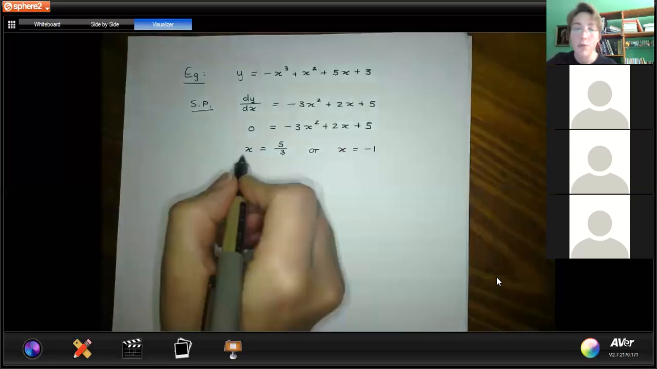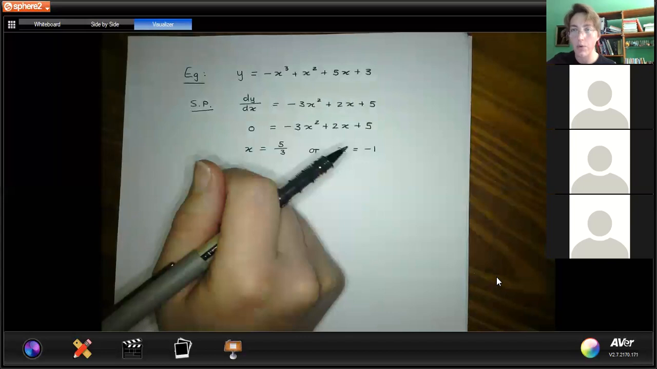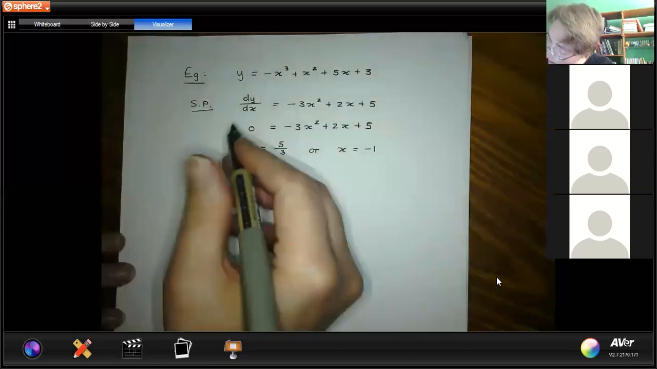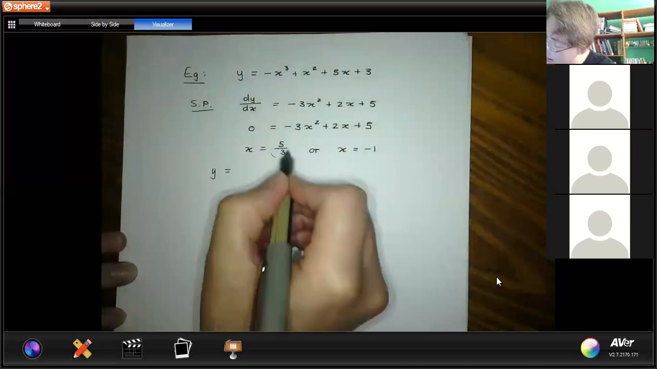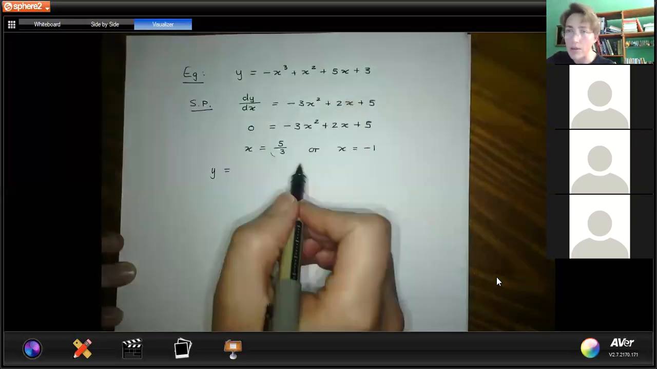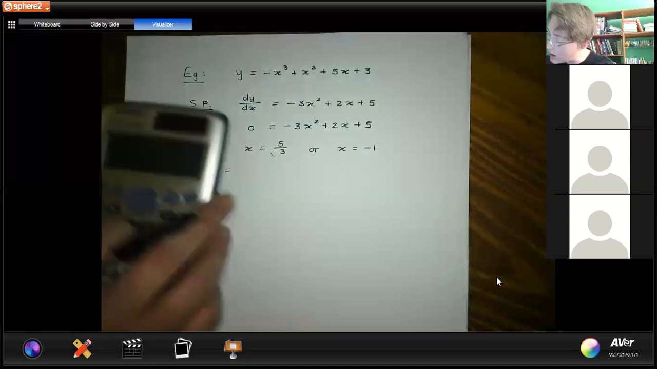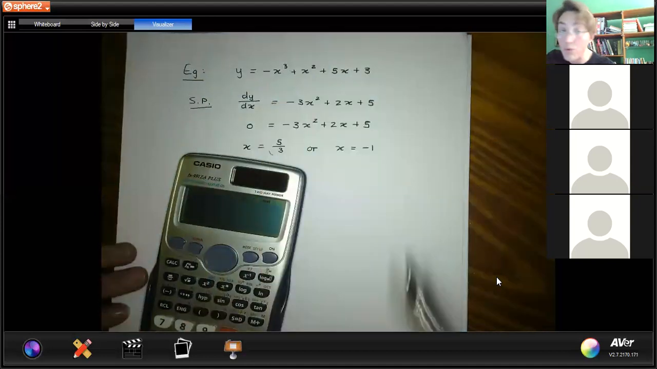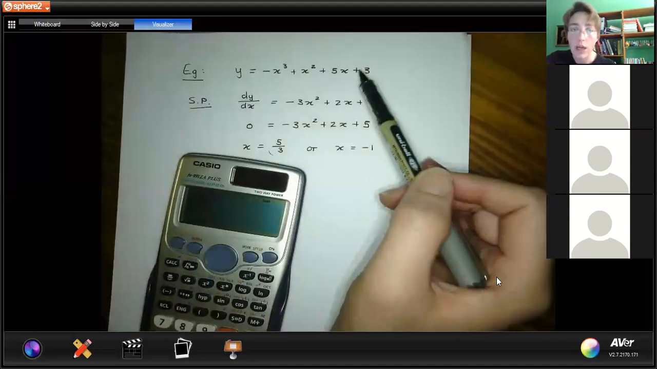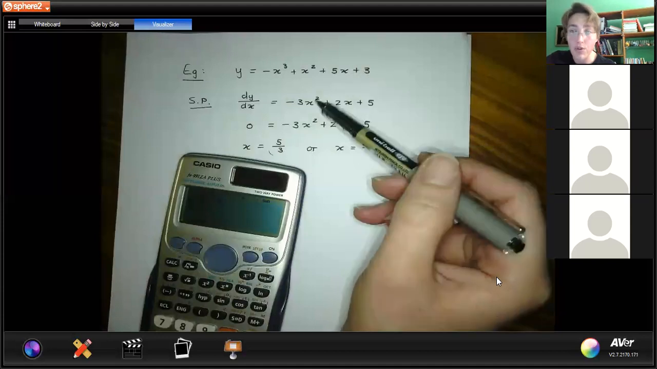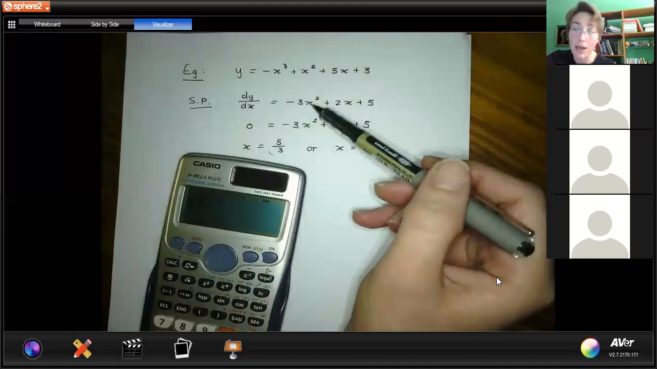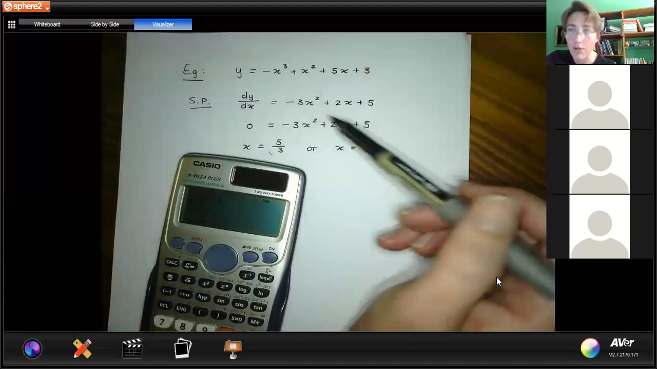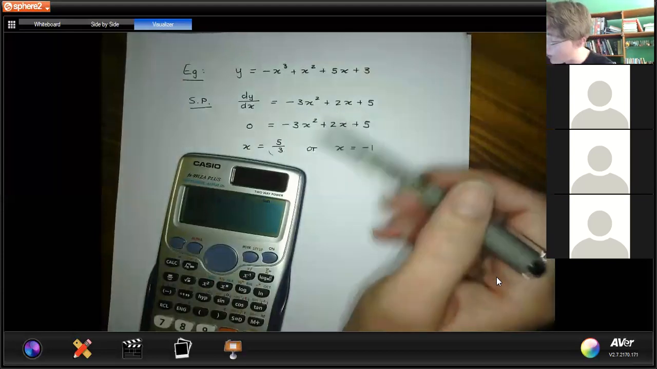And please remember, it's not enough to get the x coordinate of the stationary point. We also need to get the y coordinate. So to get y, I'm just going to substitute that in. By the way, you don't really have to show it. Let's sub that in: minus 5 over 3 cubed. And please remember, I put it into the original function because I need a y coordinate. If I accidentally put that 5 over 3 into the first derivative, I'm not going to get the y coordinate, I'm going to get the gradient, which is 0. So be very careful that you don't make that mistake. Sub it into the original for y coordinates.